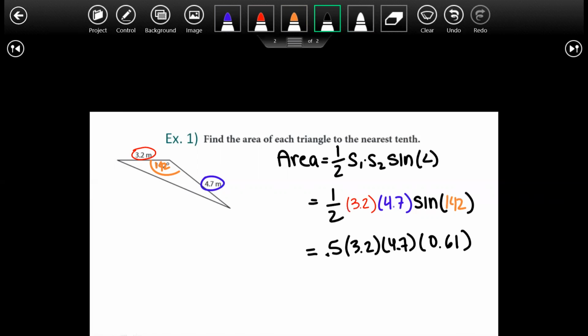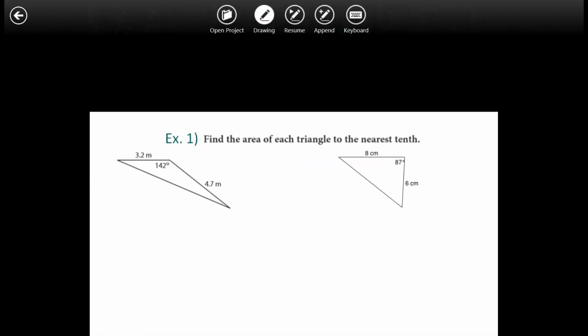What do we get? We get approximately 4.58. Does it look different? Easy? Yes, easy. Here we go. Try the next one out.